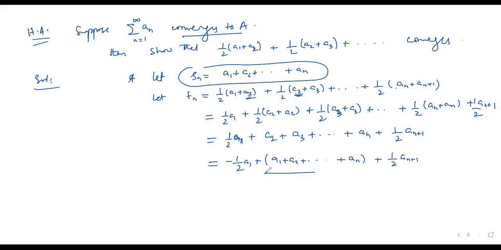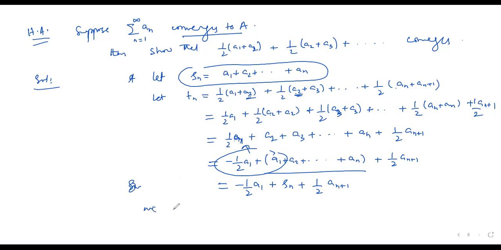Okay, this is clear. I added 1 by 2 A1 and also subtracted it. When I added it, you can think for yourself that this is equal to this. Anyway, so now since this is actually equal to minus 1 by 2 A1 plus Sn plus 1 by 2 an plus 1, as you can see, what would happen?